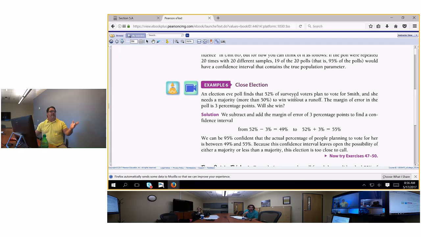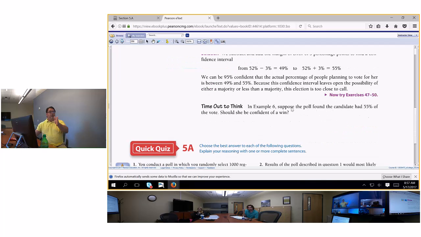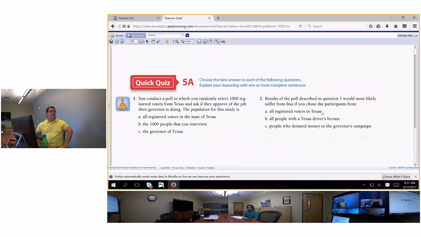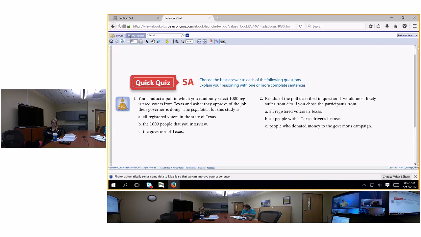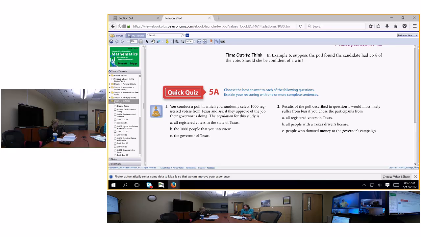Here's an example right here. 52% with a margin of error of 3%. So the upper side would be 55%. The lower side would be 49%. So from 49% to 55% is where you're going to fall. And that's 5A. Now let's move on to 5C. What was that for? There we go. 5C.